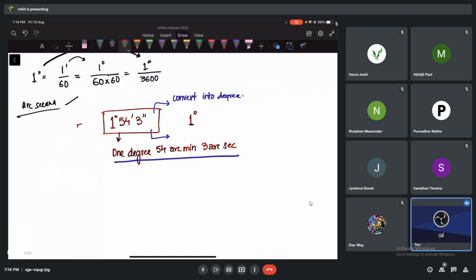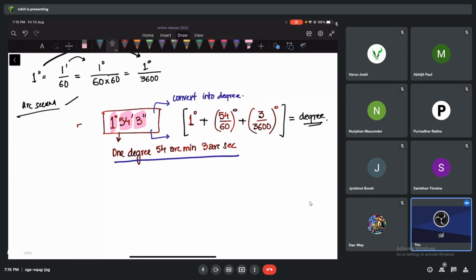So what is 54 minutes, guys? 54 minutes is 54 by 60 degree. And what about 3 seconds? It is 3 divided by 3600 degree. Now this also has been converted into degrees. Now if I add all of them, I get the overall angle measurement in degrees. You're not going to multiply them, you're going to add them.